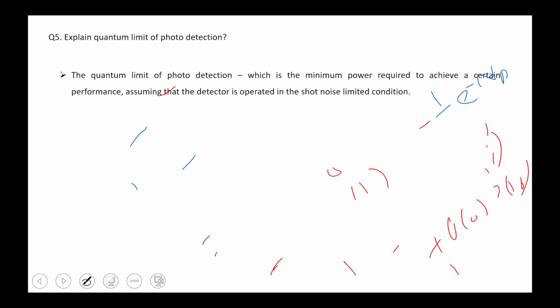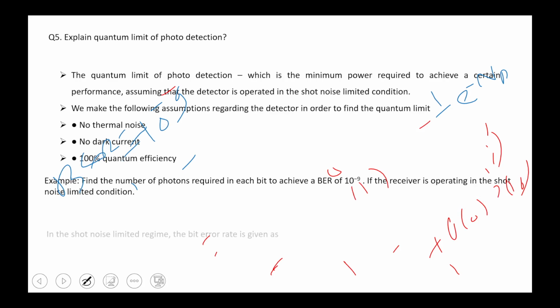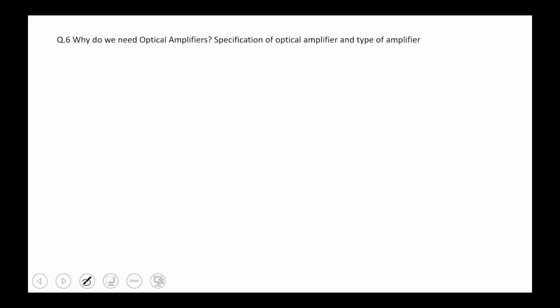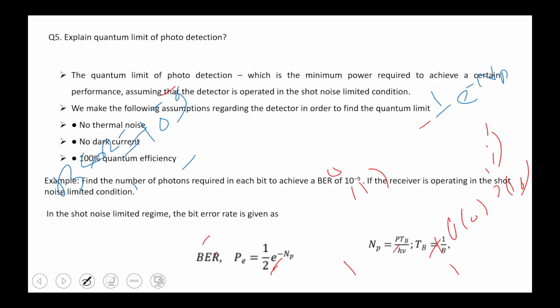suppose that we have the bit error rate equal to 10 to the power minus 9. Okay. If the receiver is operating in the shot noise limited condition, then what is the bit error rate in this condition? And what is the average power? These are the example questions I have.